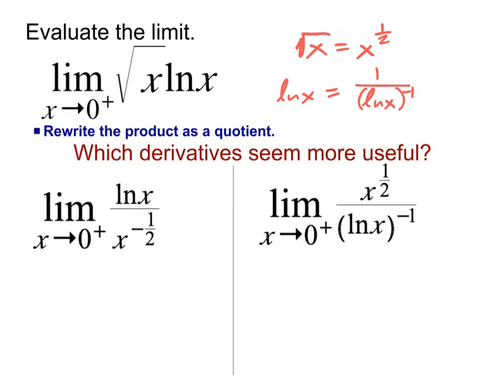So on the left one, if I take the derivative of the top and bottom, the derivative of natural log of x is 1 over x. And the derivative of x to the -1/2 would be -1/2 times x to the power of negative, then I do 1/2 minus 1, remember. -1/2 minus 1 is -3/2. And so then it would still be the limit as x is approaching 0 from the right there. Remember, you still need that limit notation because we haven't done the direct substitution yet to get rid of it.